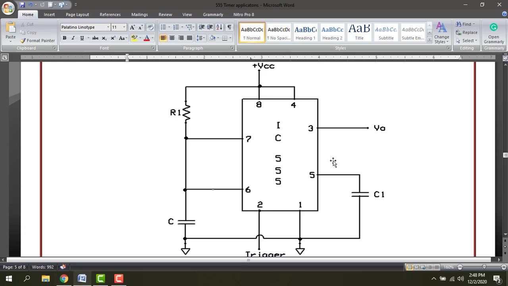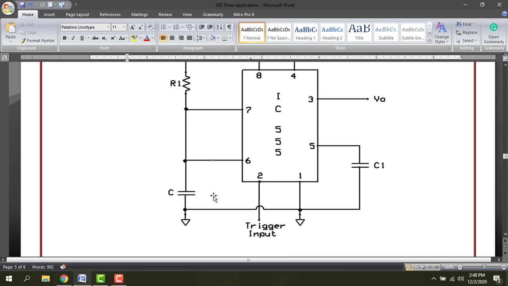So in the circuit diagram, pin number 8 and 4 are connected together. It is connected to VCC, the positive supply, and between 8 and 7 you are going to connect R1, and pin numbers 6 and 7 are short circuited. In the previous case, between 6 and 7 we were connecting one resistance R2. Here pin numbers 6 and 7 are short circuited, and between 6 and ground we are connecting a capacitor C. So this R1 and C decide the time duration of the delay.